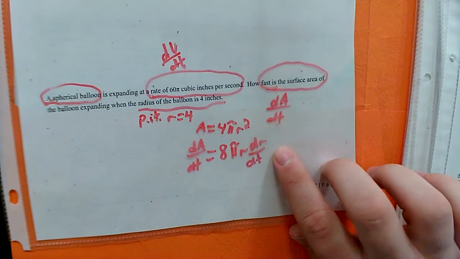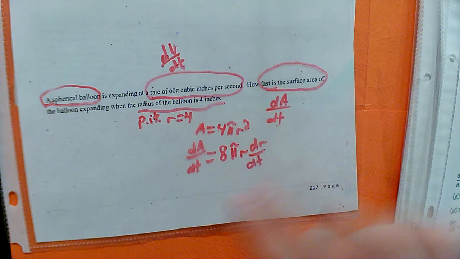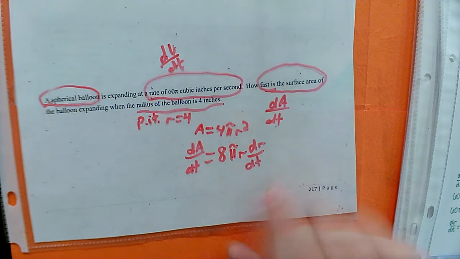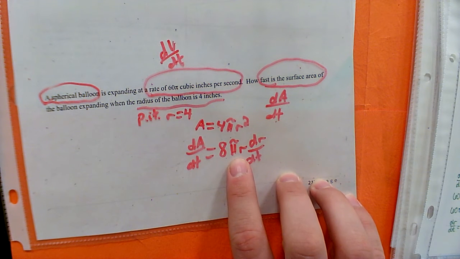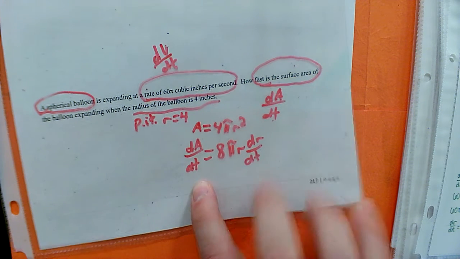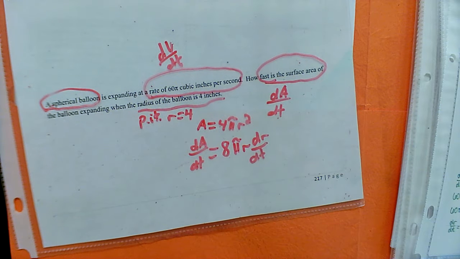We want to know how the area is changing, but we need to know how much the radius is changing. Do we know how much the radius is changing? No, we don't know that. Do we know what the radius is at that point in time? Yeah, so we do know what r is. We're trying to find how the surface area is changing, but we don't know how the radius is changing.